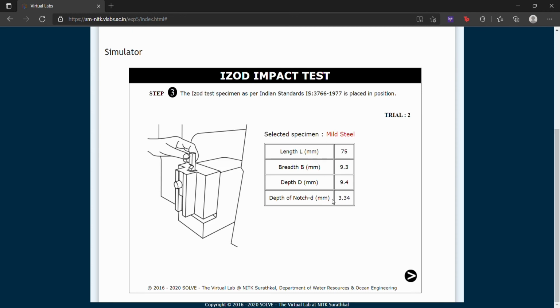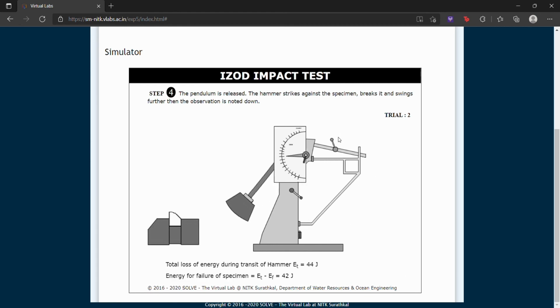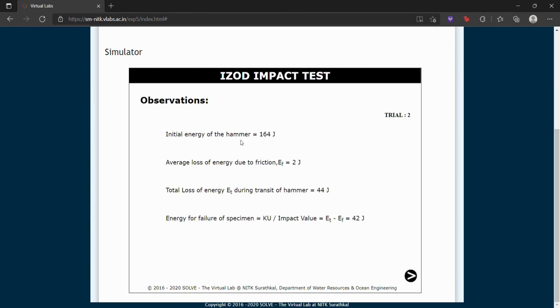Next, for trial 2, we repeat the same step, which is step 3. Then we proceed to step 4, where the pendulum is released and the hammer strikes against the specimen, breaks it, and swings further. Then the observation is noted down, and the observations for trial 2 are recorded.